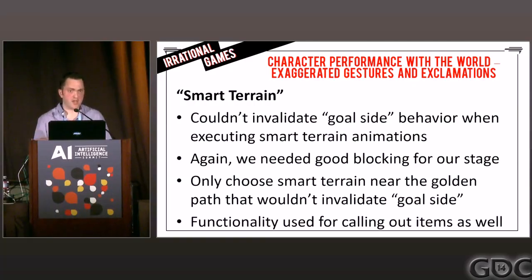So the further away from the player along the golden path you were, the further she could move away from it. And it worked very well, and it didn't invalidate the goal side behavior, so she would still be able to get into position pretty quickly.